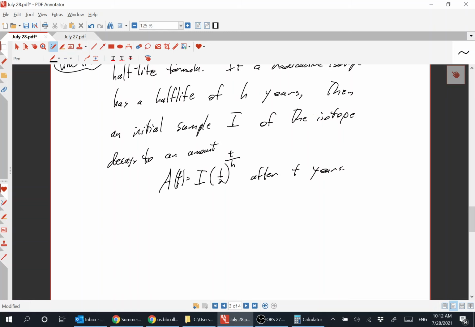So every half-life period, the amount reduces by half. After h years, you get a half. After 2h years, you get a quarter. After 3h years, you get an eighth. It just keeps multiplying by half each time. But you can extrapolate that to however many years you have there.